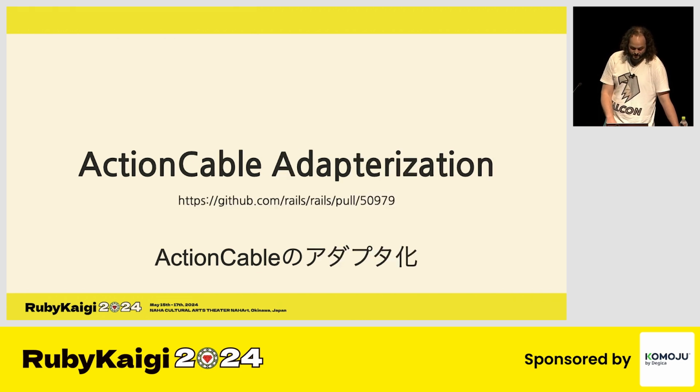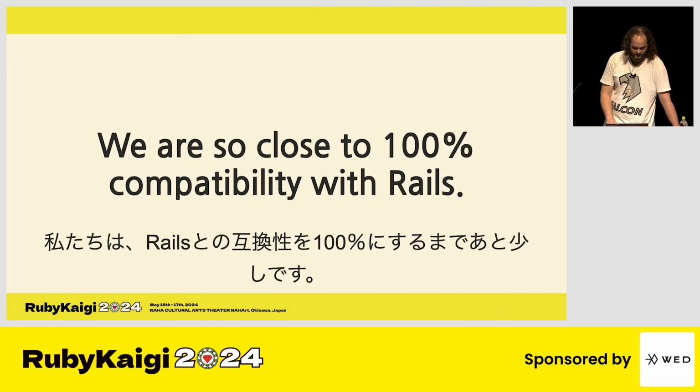This issue should be fixed in Rails 8 with the Action Cable adapterization effort that is currently in progress. After that's implemented, Falcon will be able to swap out a high-performance HTTP 2 Action Cable implementation. So the future for Rails on Falcon is extremely bright. We are so close to 100% compatibility with Rails.